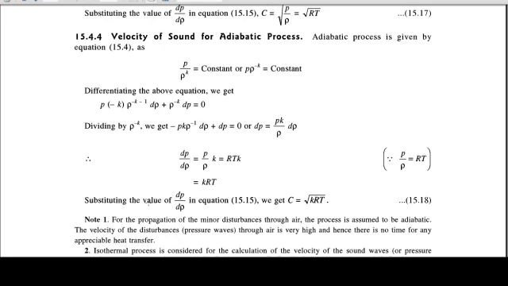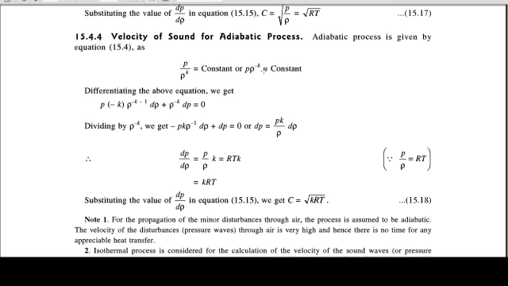Okay, now we are calculating the velocity of sound for the adiabatic process also. For the adiabatic process, we know the relation between the density and the pressure: P upon density raised to K is equal to constant. So it can also be written as P into density raised to minus K is equal to constant.